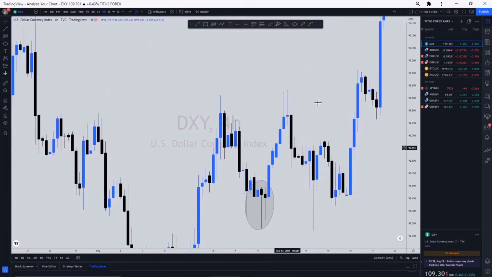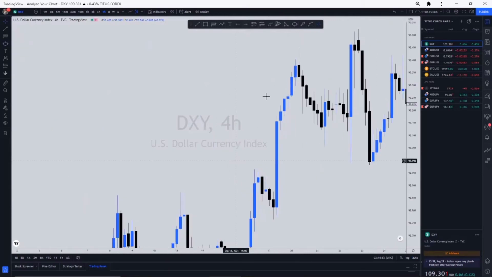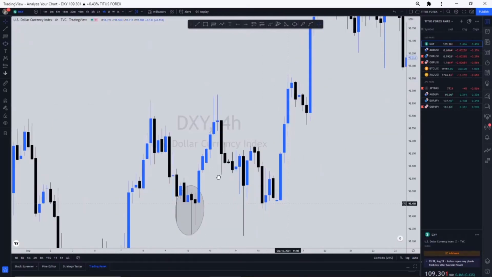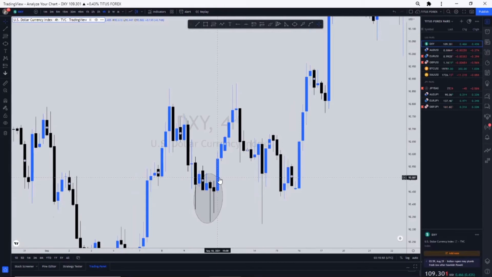You can see how price just moved massively and kept on moving. So that's that for the pin bar candlestick. The pin bar candlestick is one of the best candlesticks to use in trading. So let's go on to the next candlestick.